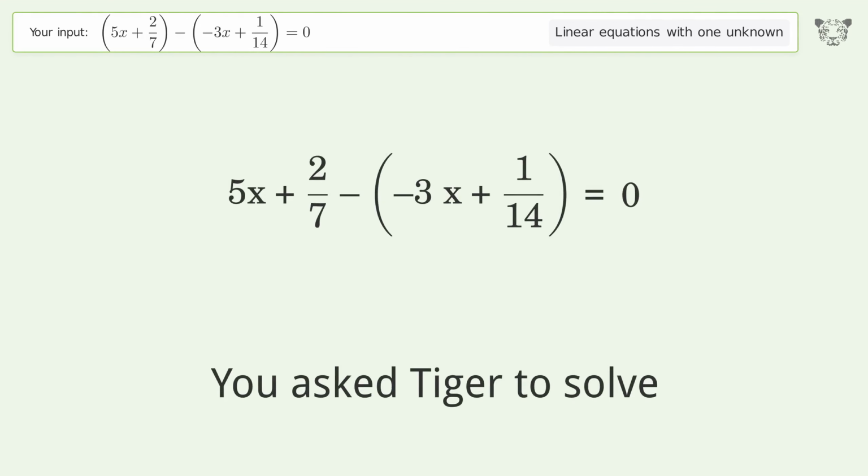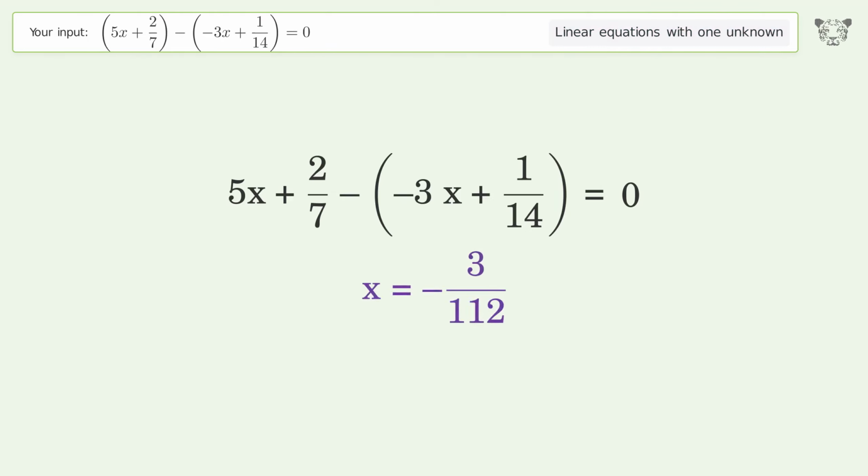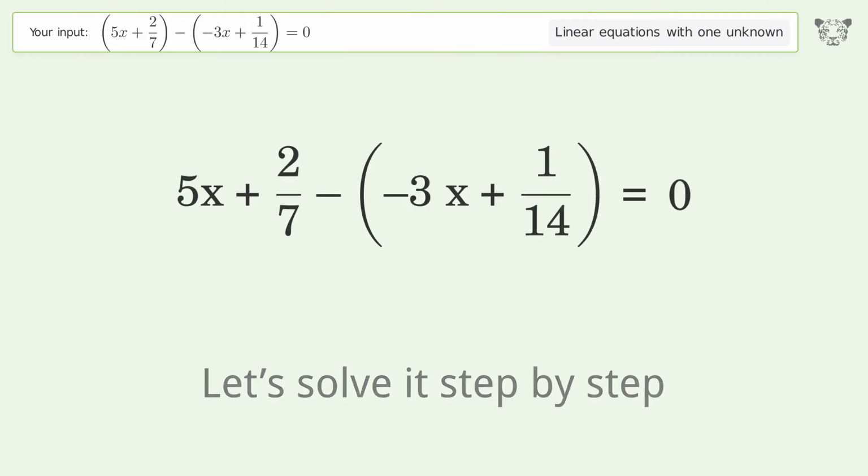You ask Tiger to solve. This deals with linear equations with one unknown. The final result is x equals -3/112. Let's solve it step by step.